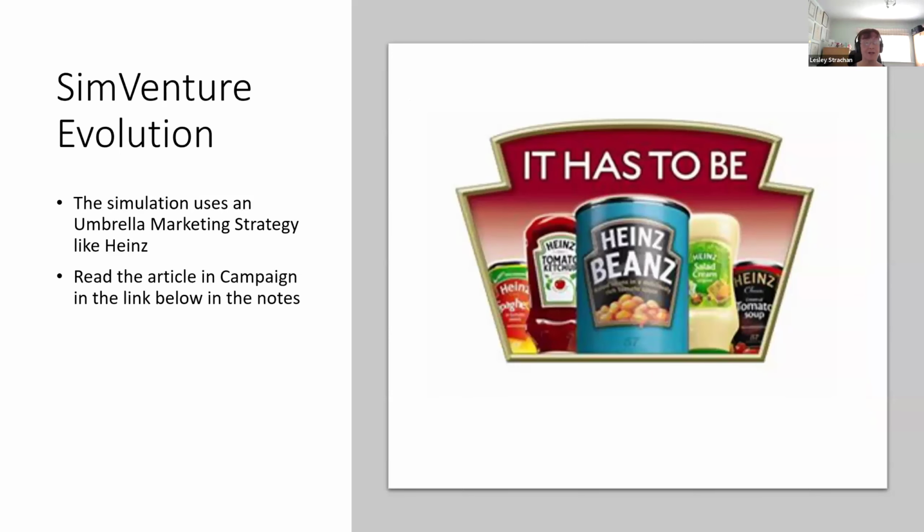So let's have a look at the simulation itself. It uses the umbrella marketing strategy, very similar to the strategy that Heinz uses, which is also an umbrella strategy. To give you some more context, there is a campaign article link in the notes below, so you can go and have a look at that and compare and contrast a very big, old, established brand to SimVenture Evolution.